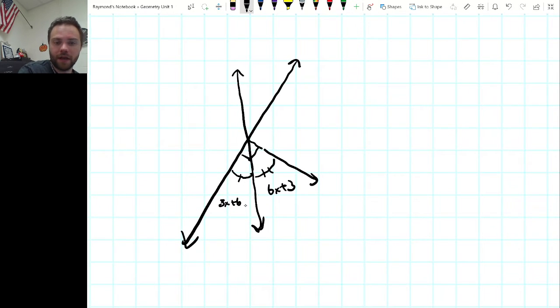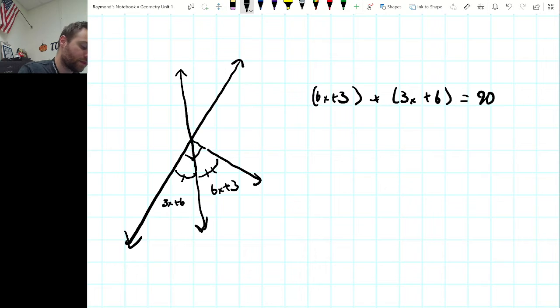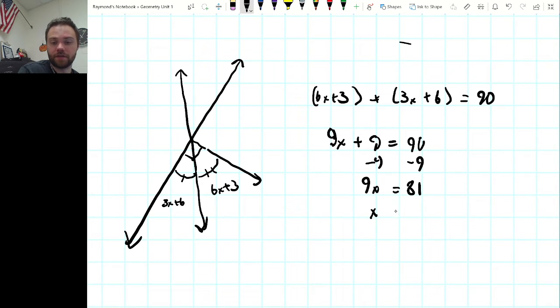Well, I know that these two angles add together to be 90 degrees. So I've got 6x plus 3, parentheses around it, plus 3x plus 6 have to add to be 90. And then I can start to combine like terms. I've got 9x plus 9 equals, oh, sorry, 90. So I can subtract 9 from both sides of that equation, and I get 9x equals 81. And this gives me that x is equal to 9 if I divide by 9 on both sides.